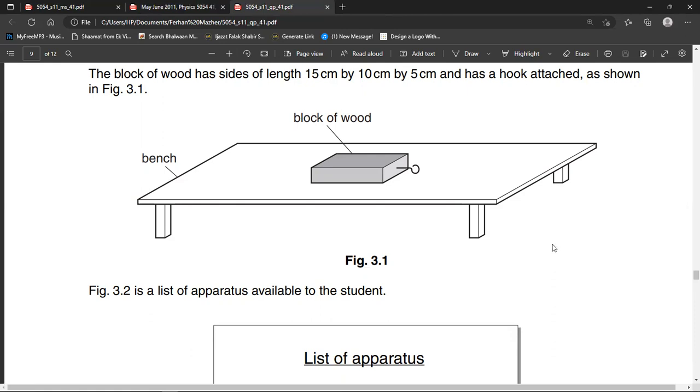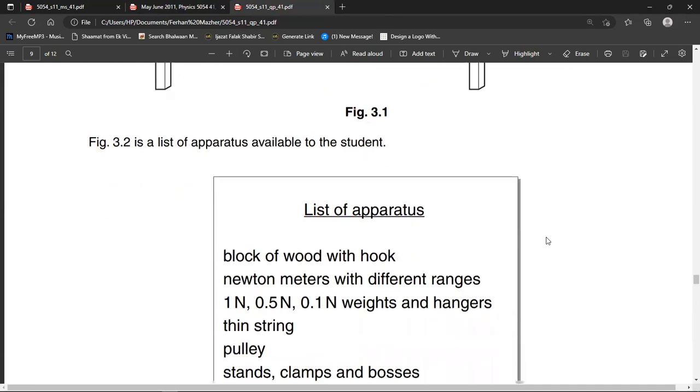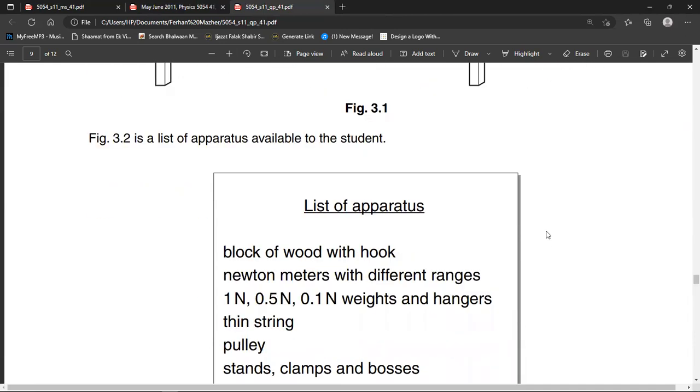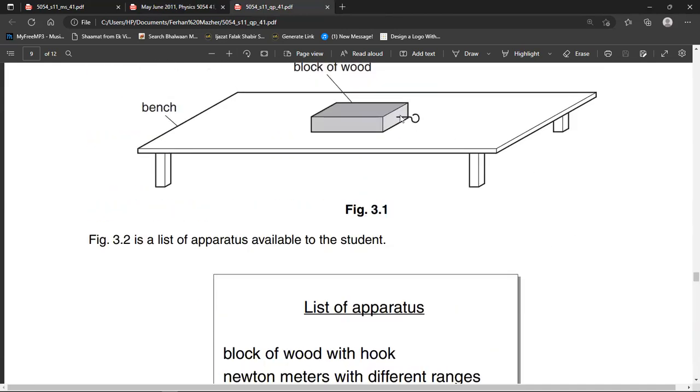First of all, I will, for example, use a 1 Newton weight, and I will observe what is the reading on the Newton meter. This wooden block, for example, does not slide. Then I will put another weight on this hook, and another weight, and another weight. And I will keep noting what is the reading on the Newton meter. So gradually reduce the new weight which you are adding.